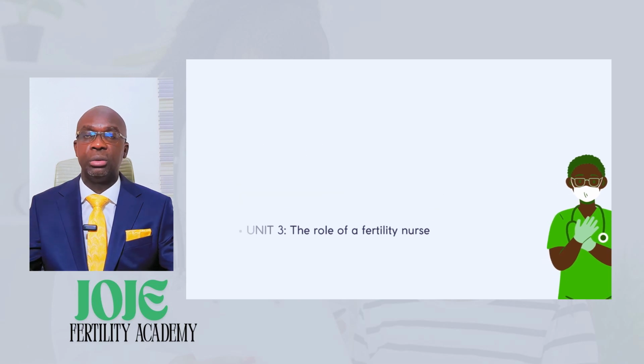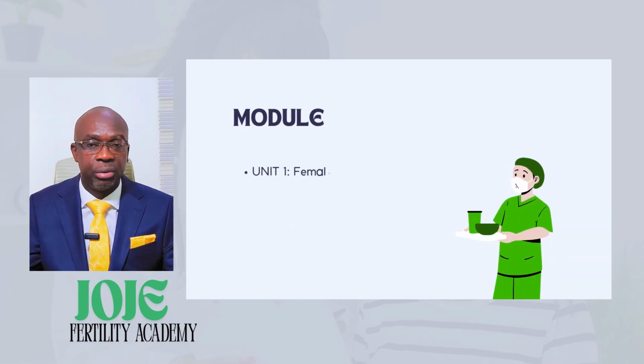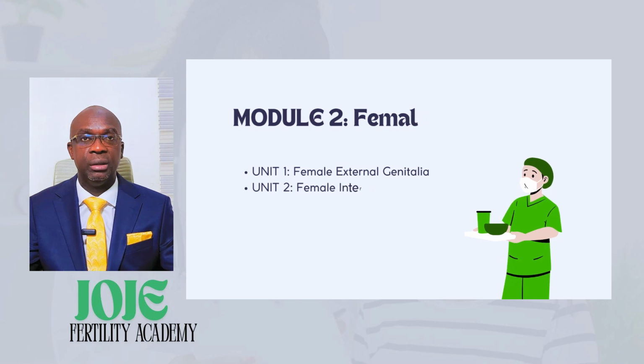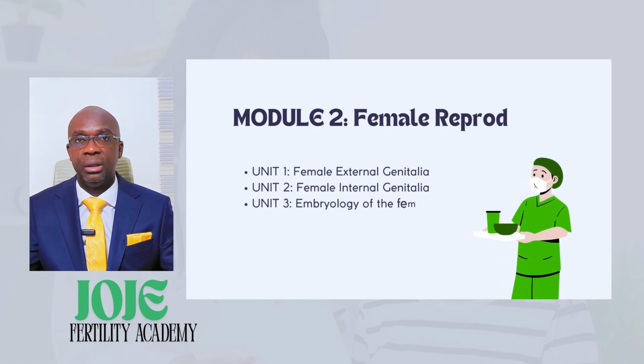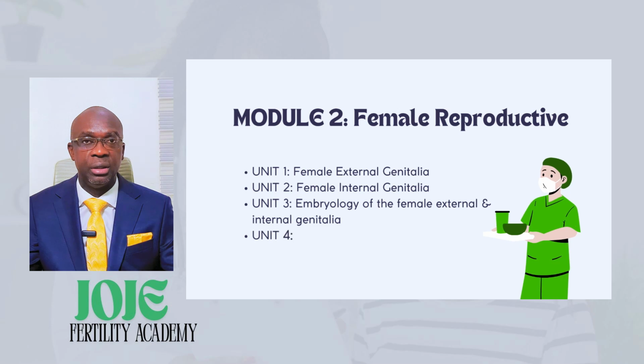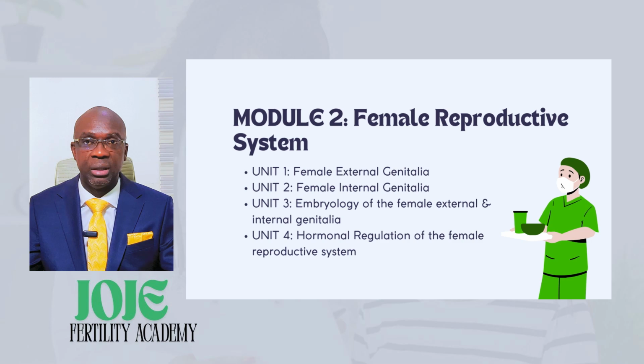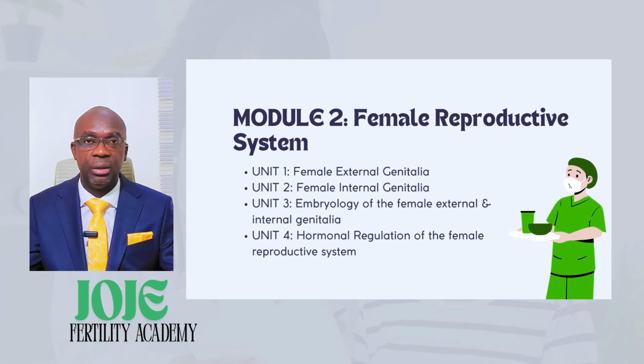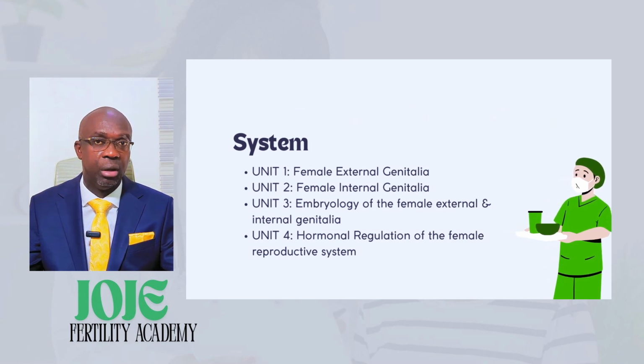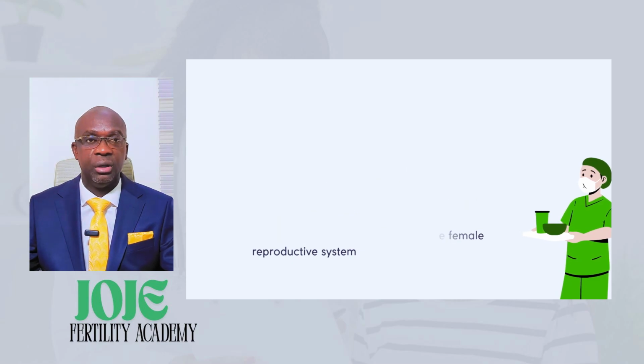And then module 2 will be looking at the female reproductive system. In module 2, we will look at the external and internal genitalia, then the embryology of the female external and internal genitalia, and then the hormonal regulation of the female reproductive system. That basically gives you the anatomic overview and the physiological overview of the female reproductive system.